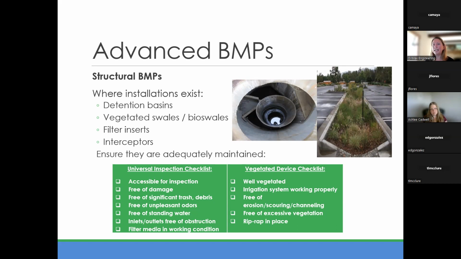If I've been on your site, I'm sure I've given you some notes, but these are kind of universal inspection checklists. So for all types of devices, the column on the left gives you some indication of how to move forward with those. And for vegetated ones, specifically, you want to make sure they're well vegetated and that vegetation is appropriate and functional.